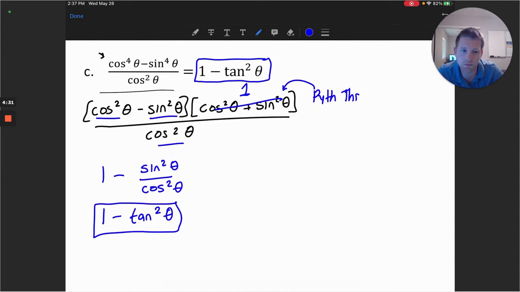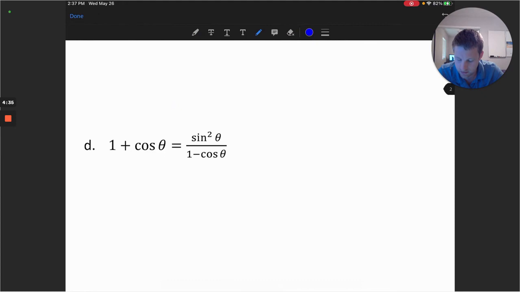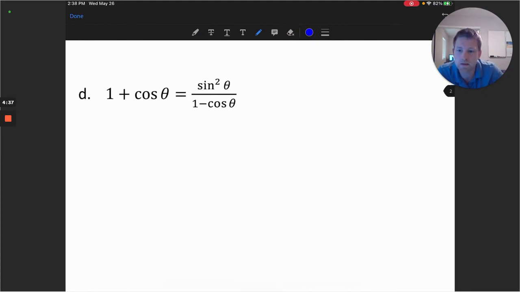Let's take a look at one more of these. Part D, we have 1 plus cosine theta is equal to sine squared theta divided by 1 minus cosine theta. All right, so again, I'm going to consider manipulating the right side of this equation first and seeing if we can get anything useful in our calculation.